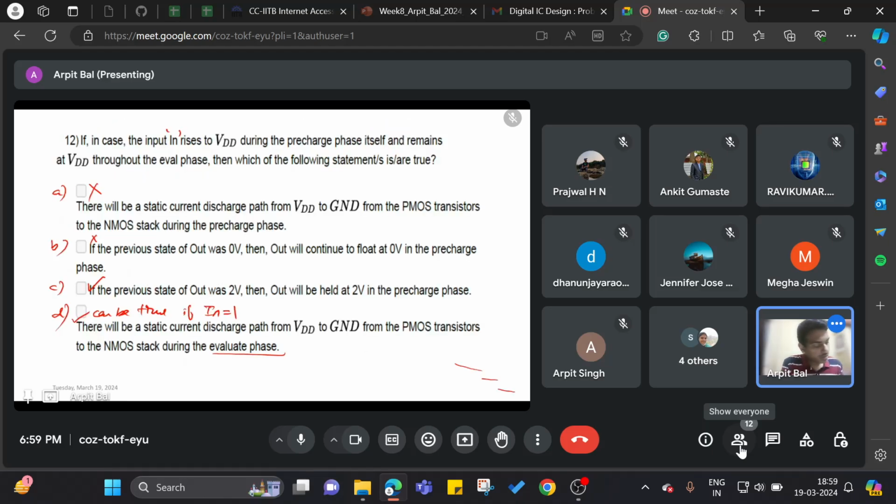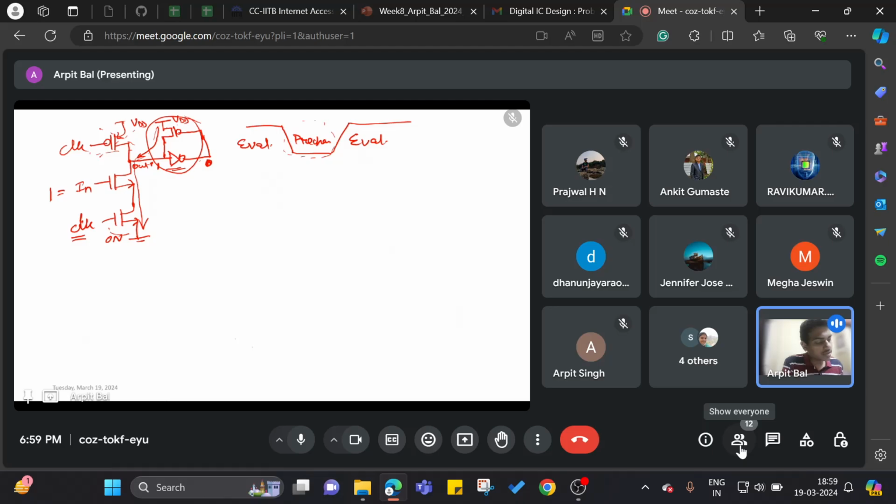And the last one, there will be a static current discharge if, let's say, IN equals 1, then these two will be conducting. Because of that, even this transistor will be turned on and there can be a path.